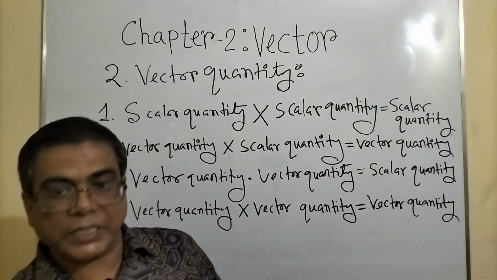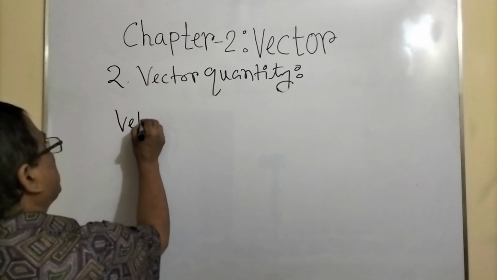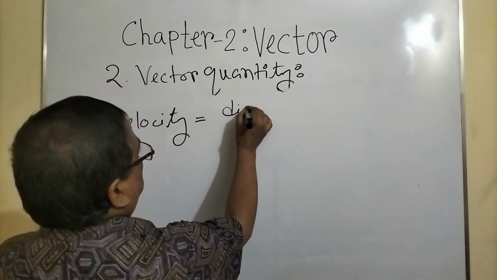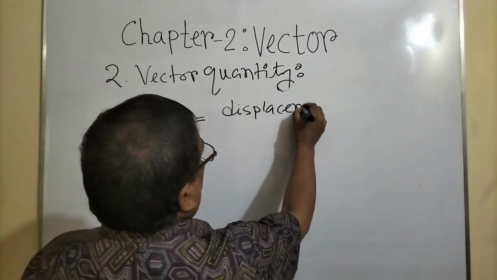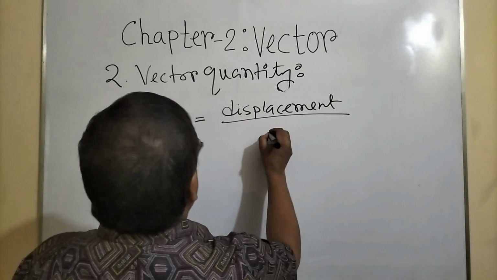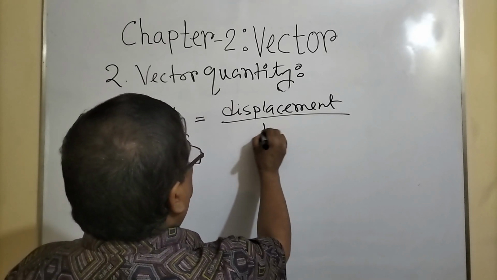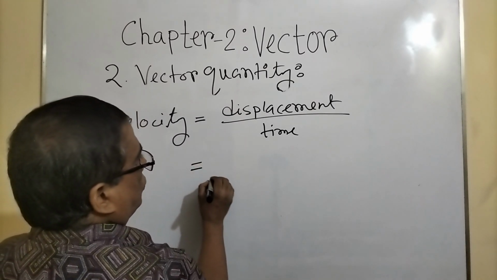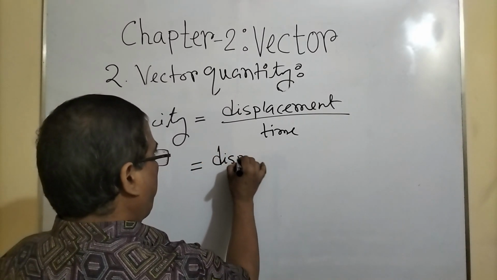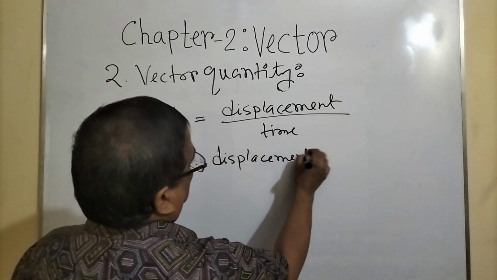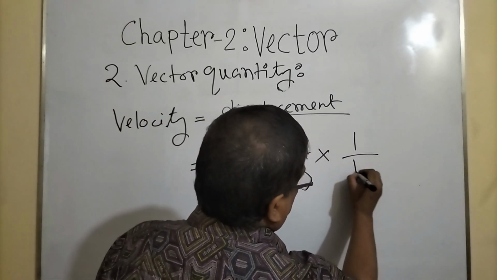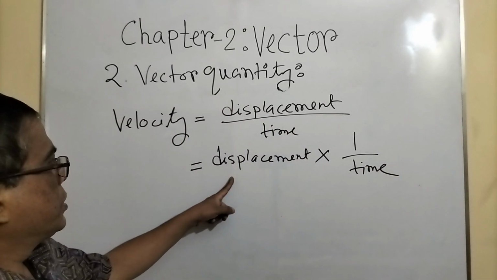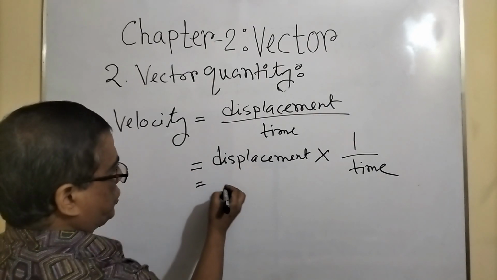Now we see what happens in velocity. We know velocity equals displacement divided by time, equals displacement multiplied by 1 by time. This is a vector quantity that has been already discussed.